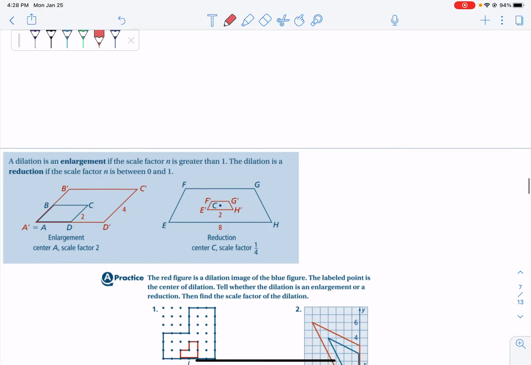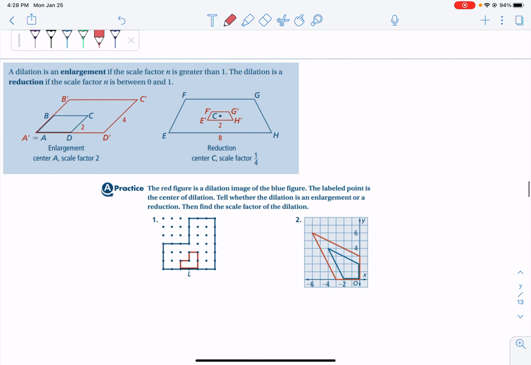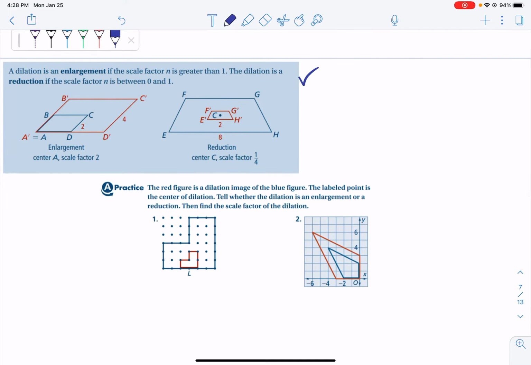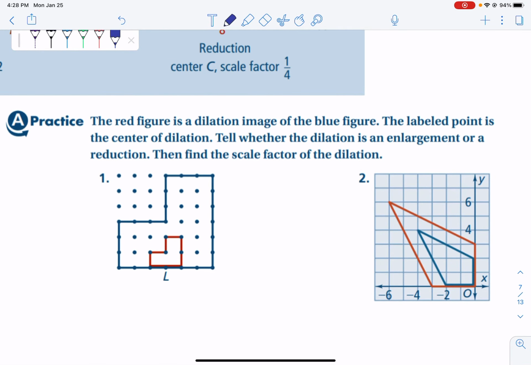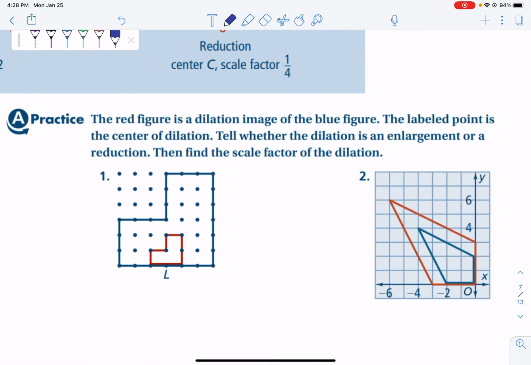So a lot of what you're going to be doing on the work today is trying to figure out what the scale factor is. So here's a couple of examples. We're going to skip this box right here, and go right to number 1. If I zoom in on number 1 right here, it tells me that the red figure is a dilation image of the blue figure. So what that means is the blue is my original, and the red is my new figure.